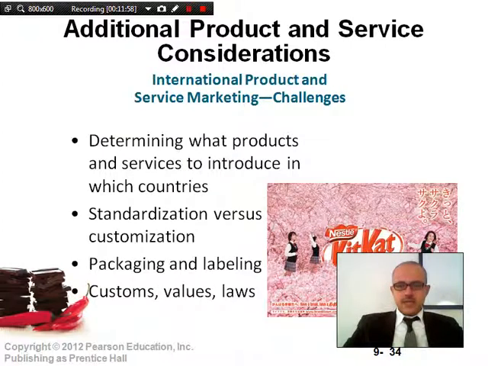Do you guys know KitKat? Determining what products and services to introduce to which countries. That's when you go internationally. Has anyone tasted Kit Kat in different parts of the world? Kit Kat maybe in the States will be less fatty. Maybe in Europe it is more fatty. Maybe in the middle of Africa there will be more sugar in it. There are also some customizations of the products, and maybe adaptation of the product in some countries.